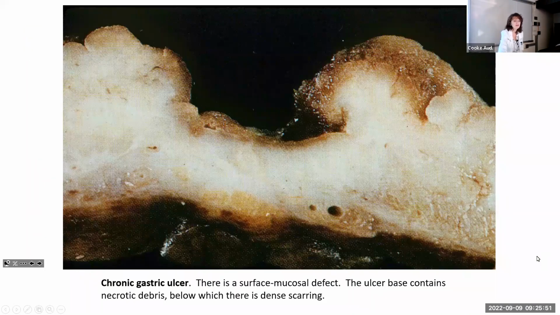Here's a very old ulcer. How do I know it's old? Because this is very whitish, indurated, fibrotic tissue. This is the normal tissue. This is the normal muscle. This is the defect in the mucosa, normal mucosa, a defect in the mucosa. This is the ulcer, this is the base of the ulcer. Underneath, I'm looking at this whitish, indurated, sclerotic area of the scar.